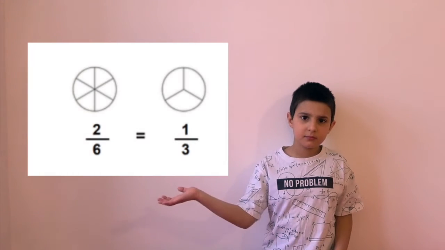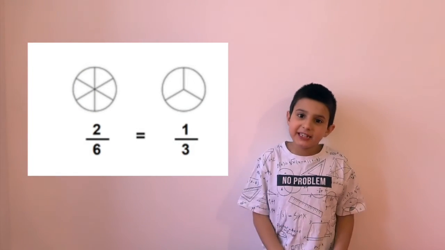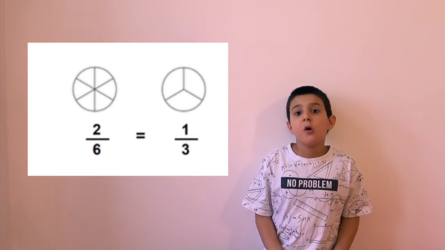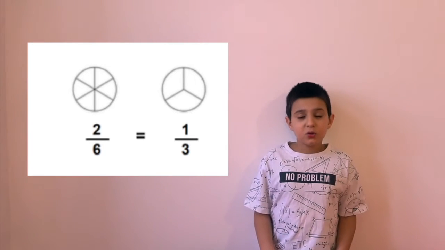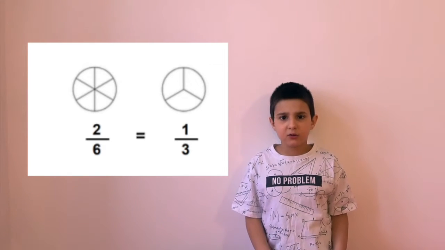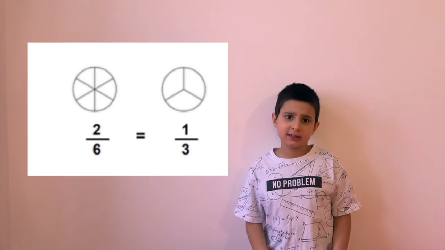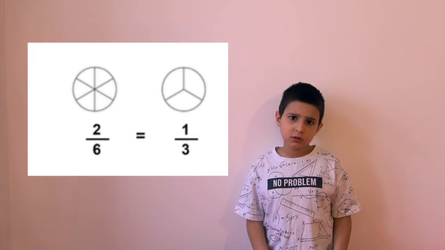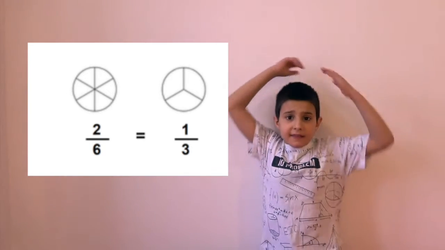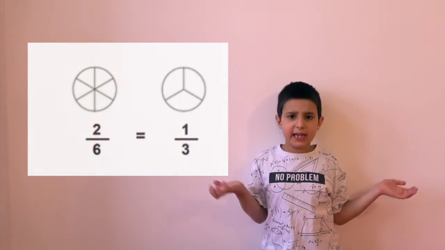Take a look at this. What do you see? Well, 2 out of 6 is equal to 1 out of 3. But why, you may ask? That's because they are both the same size.